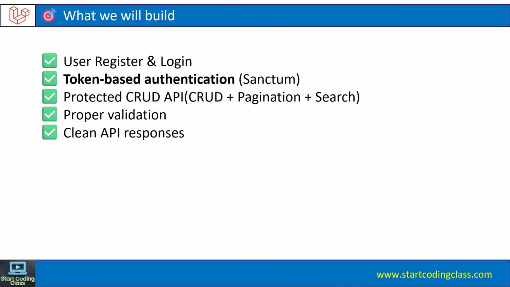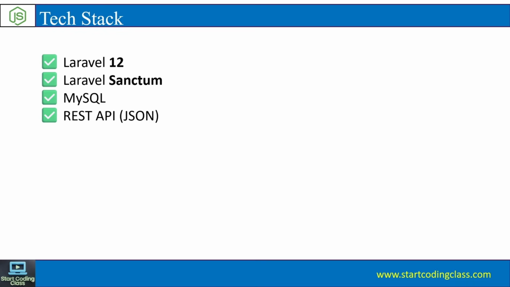In this project, we are going to create register and login, and also create a token-based authentication system with Sanctum, and also a CRUD API with pagination and search. And we are going to validate the data, and our response will be in a clean and readable format. If I talk about the tech stack, it is Laravel 12 and Laravel Sanctum for authentication, MySQL for the database, and JSON for the REST API response.